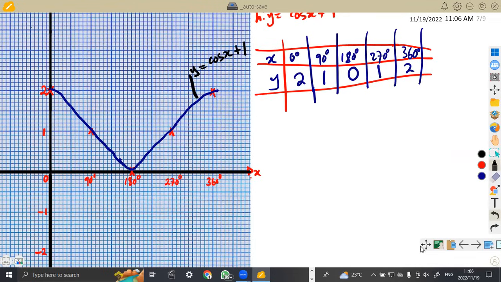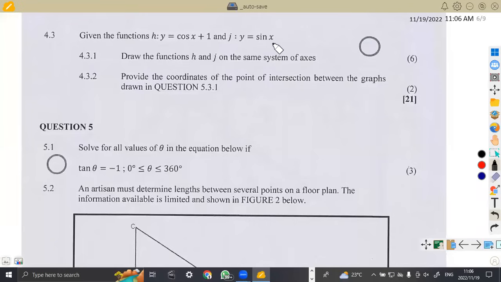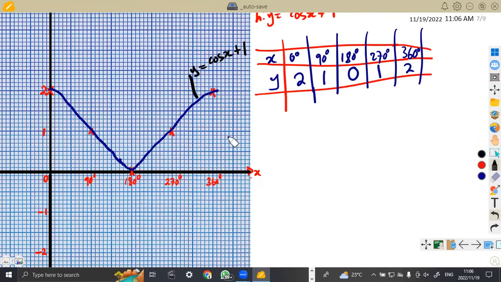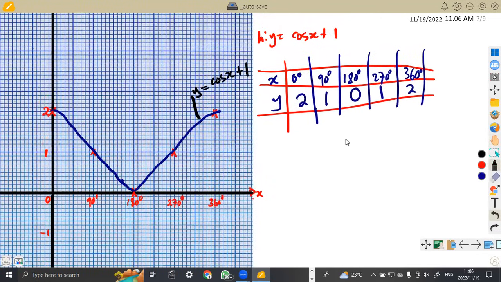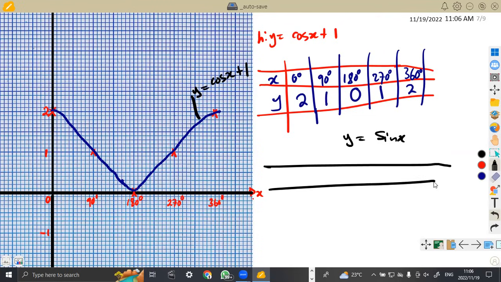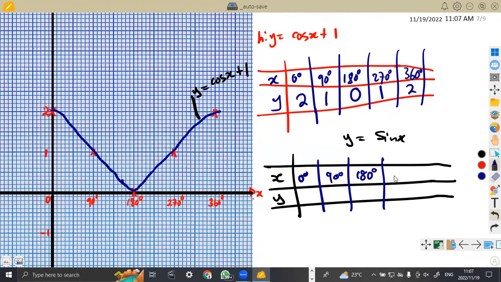Okay, then the other one was for sine x. Let's cross check. This is sine x, y is equal to sine x. So we can have our table again, just like what we did for cos. But this time we've got y equal to sine x. So just like for cos, guys, we have a table and make sure we've got the values of x and y. The values are from 0 to 360 again: 90, 180, 270, 360 degrees.